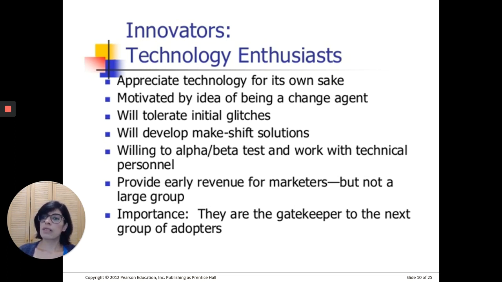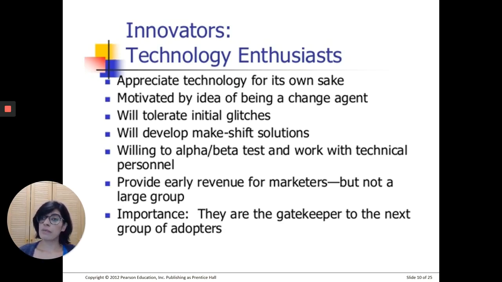They actually provide marketers with early revenue, but they're not a large group. So they're very good at giving you some money in order to test a new technology because they're really interested in it, they're very excited about it. But the group is actually quite small, so you can't rely on them for revenue because they simply either are very difficult to find or there aren't many of them.